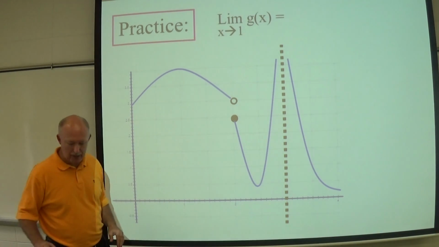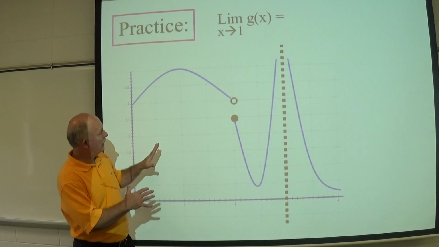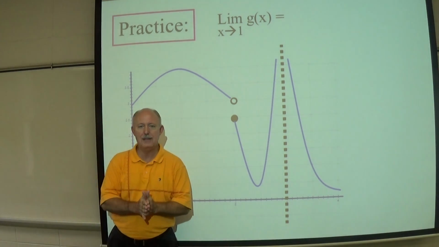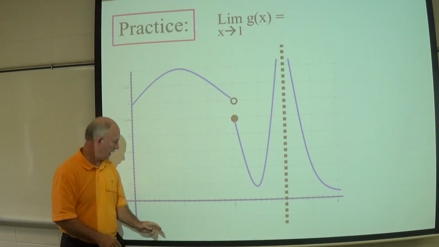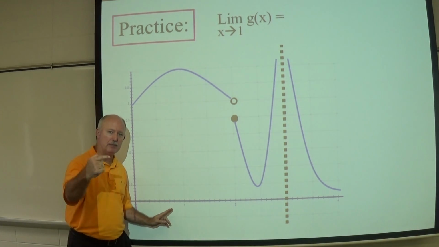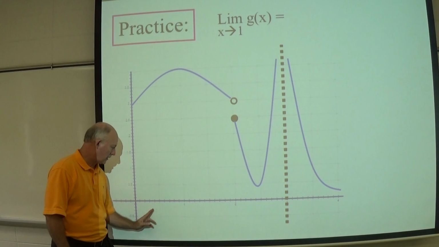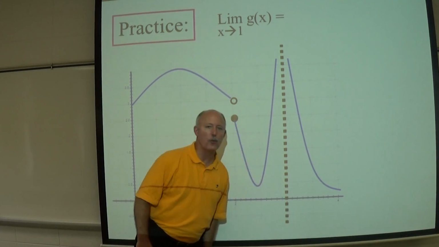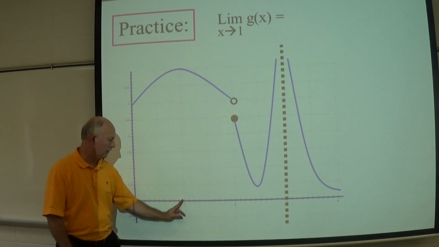So let's see if we can determine what the limit of g of x as x approaches 1 will be. So what will be the limit as x approaches 1? Now, looking at the graph, it's kind of hard to see maybe on your video, but this is 1, 2, 3, 4, all the way down to 8. Now 1 is right here.